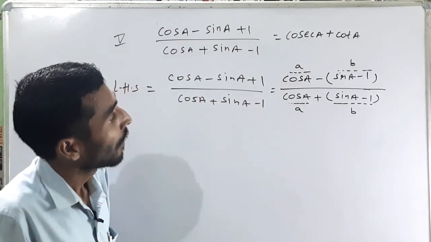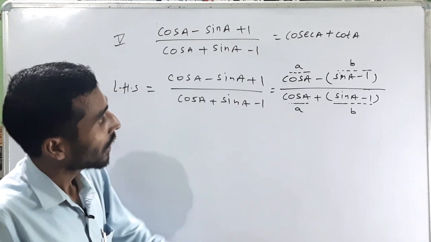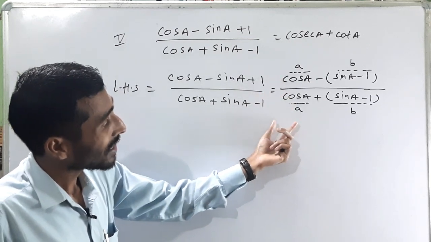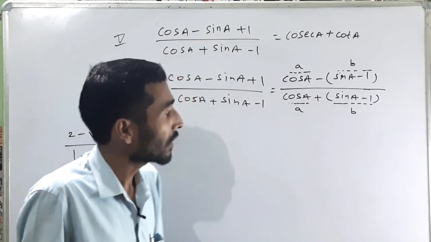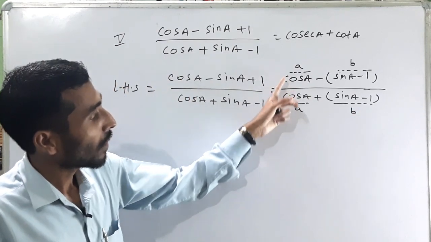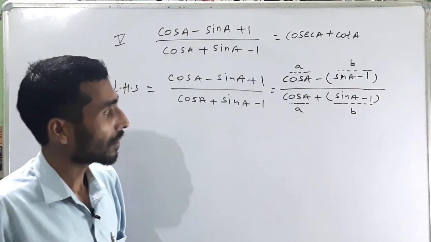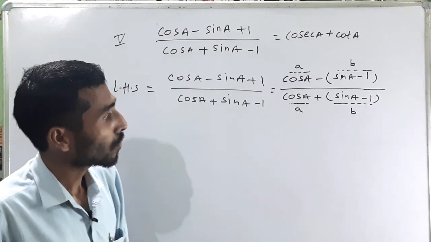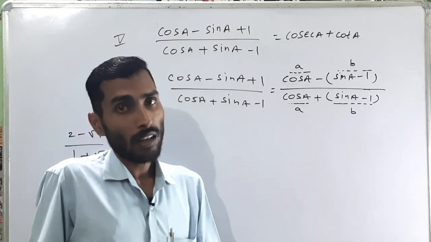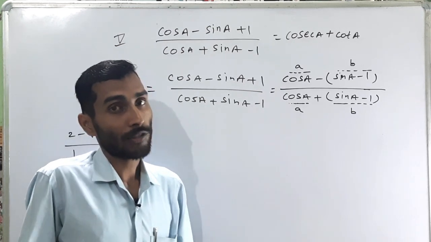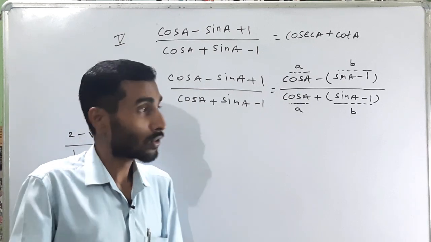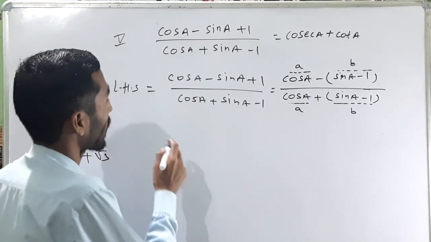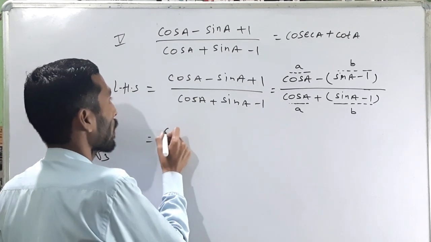So if we multiply both numerator and denominator by cos A minus sin A minus 1, then we will get cos square A minus sin square A, and there is no formula like cos square A minus sin square A equals 1. There is no such type of formula. There is the formula cos square plus sin square equals 1. So we'll do it like the rationalization of the numerator.